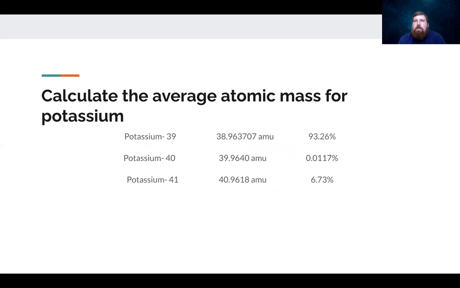Generally, most of the isotopes that exist for a specific element are heavily weighted around one of the isotopes. That's not the case for all elements. For example, chlorine has a pretty even split between the two isotopes that exist for it. But potassium 39 is going to be 93.26%. Potassium 40 is going to be a very small percent, 0.0117%. And potassium 41 is going to be about 6%, 6.73.